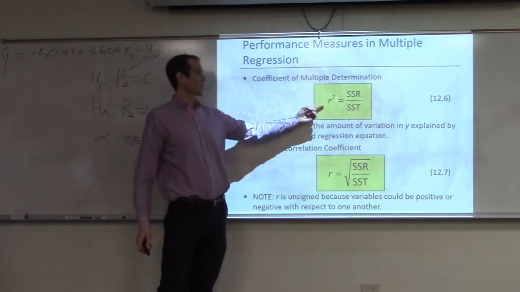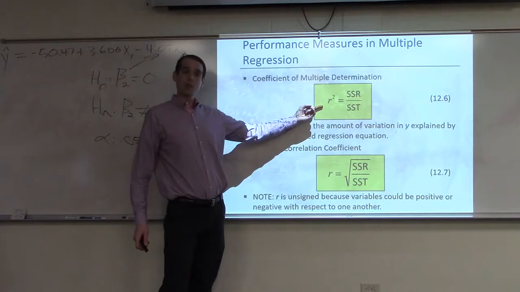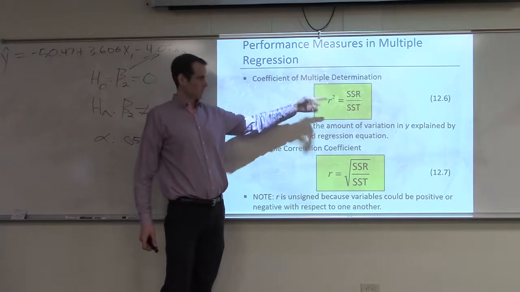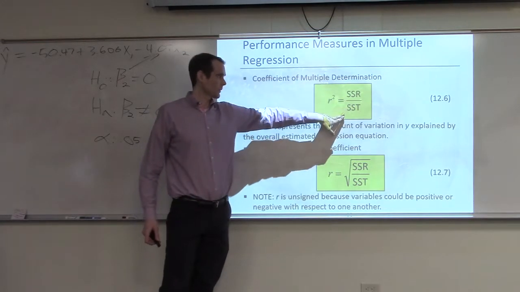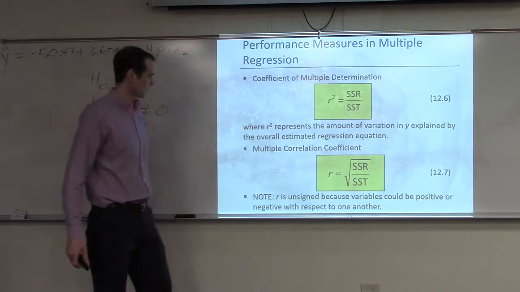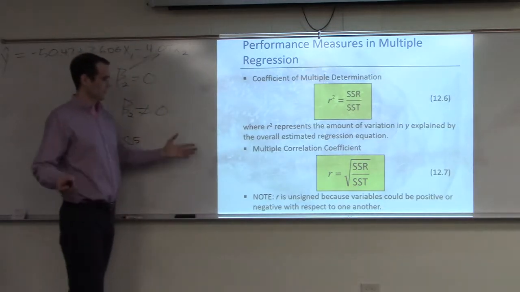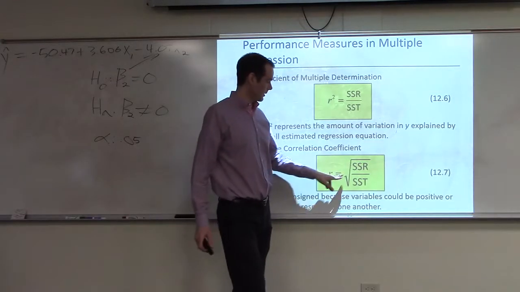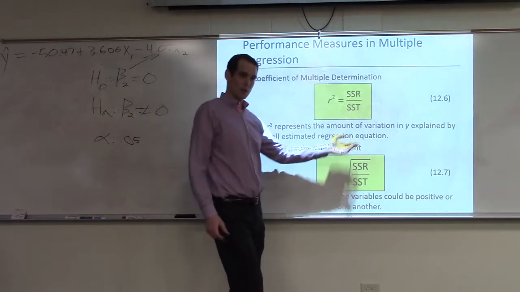Coefficient of determination, also known as the R-squared, also known as the percent of the variation that is explained by this regression equation. Sum of squares regression divided by sum of squares total, same thing. The multiple correlation coefficient, the R, is still the square root of R squared.